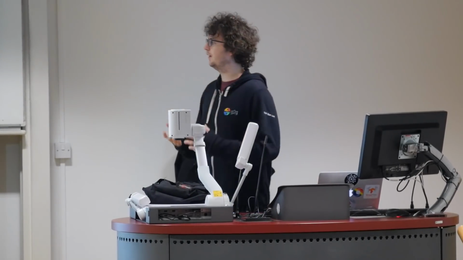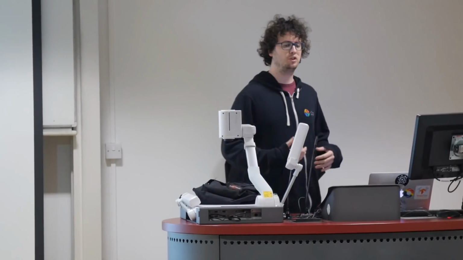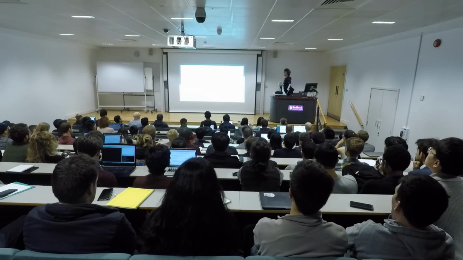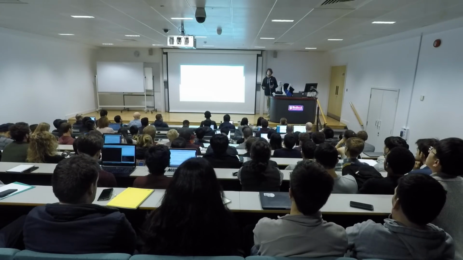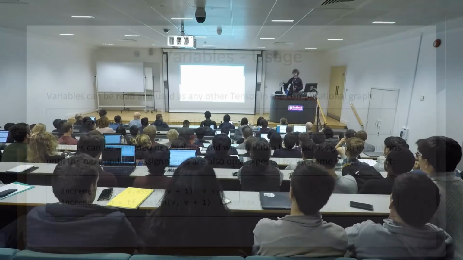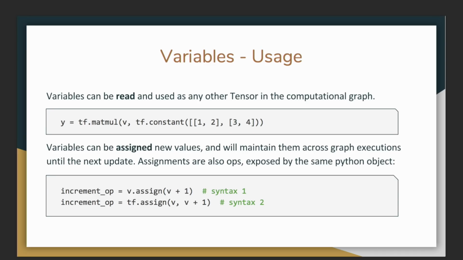And once you have defined these variables, then you can use them within your computational graph, and you can define ops which update and modify these variables within the computational graph. Reading the variables and using them within the computational graph is very easy because you can just use them as you would use any other tensors. So the variable v, which we defined in the previous slide, we can just, for instance, take the matrix multiplication of that variable with another constant matrix, as in the first example here on the slide. So you can basically reuse them interchangeably with tensors.